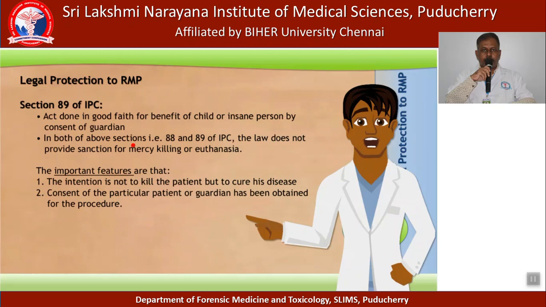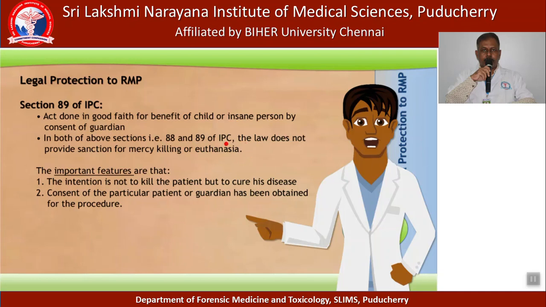88, then you will find 89, 92. So sections 88 and 89 IPC have been discussed here: act done in good faith for the benefit of a child and an innocent person. Here, child and innocent are covered in 89, by consent of the guardian. In both of the above sections, 88 and 89 IPC, the law does not provide sanction for mercy killing.